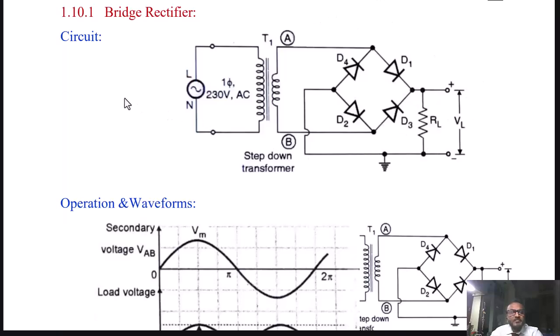Today we are studying the full wave bridge rectifier. The circuit diagram of the full wave bridge rectifier, which converts AC into DC power, is shown in the figure.